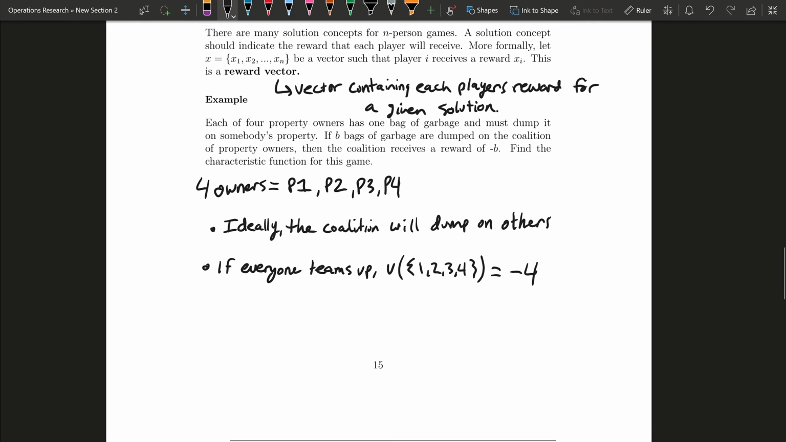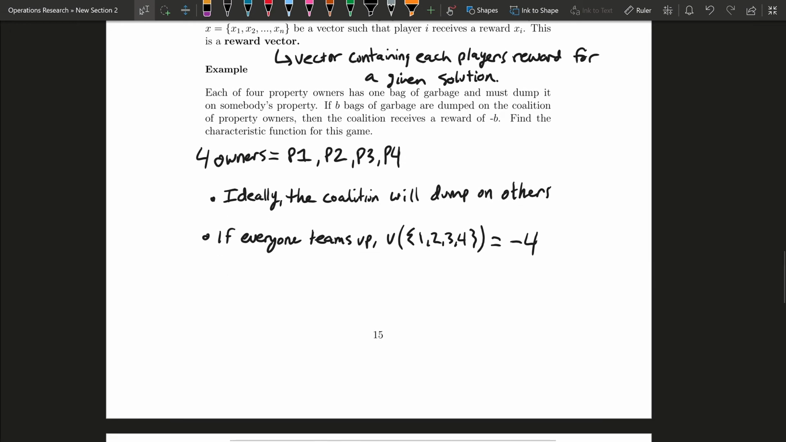So, moving forward from here, if we have any group of 3 teams, I'm just going to call this V of 3, what we're going to have is -1. Because if we think about this, there's going to be that one guy that's left outside of the coalition, and he's going to throw his garbage on someone's yard that isn't his. So let's say you have, this could be the same thing as players 1, 2, and 3 working together.